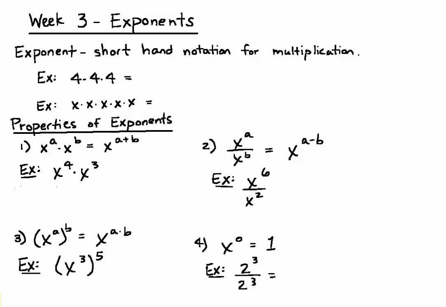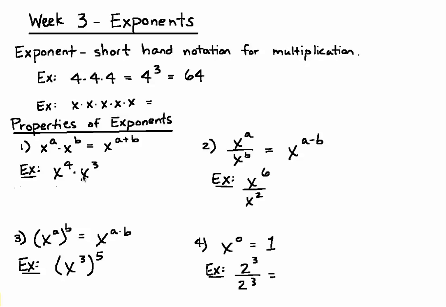Topic in week 3 is exponents. Now, an exponent is just a shorthand notation for multiplication. For example, 4 times 4 times 4 can be written as 4 to the third power, and we know that 4 times 4 times 4 is also 64. But 4 to the third power is that shorthand notation of exponents.